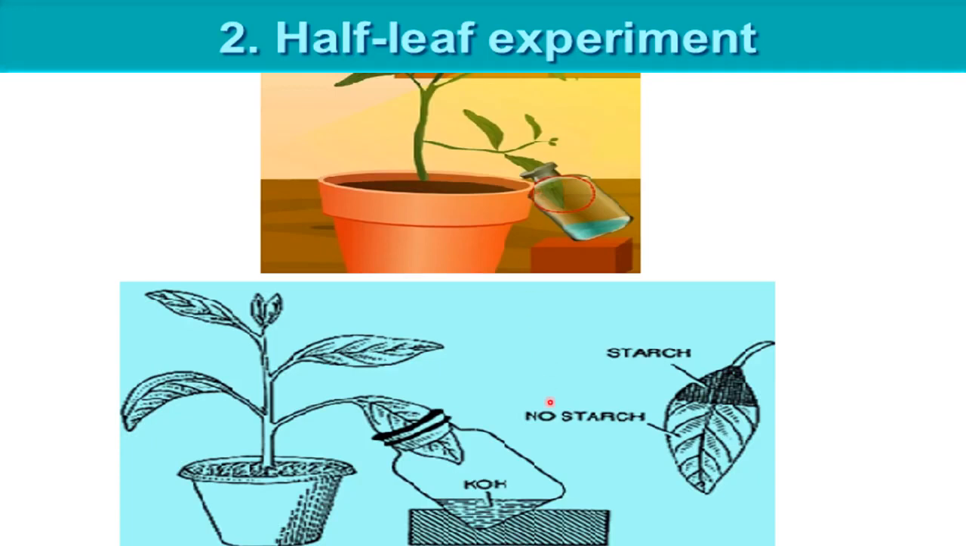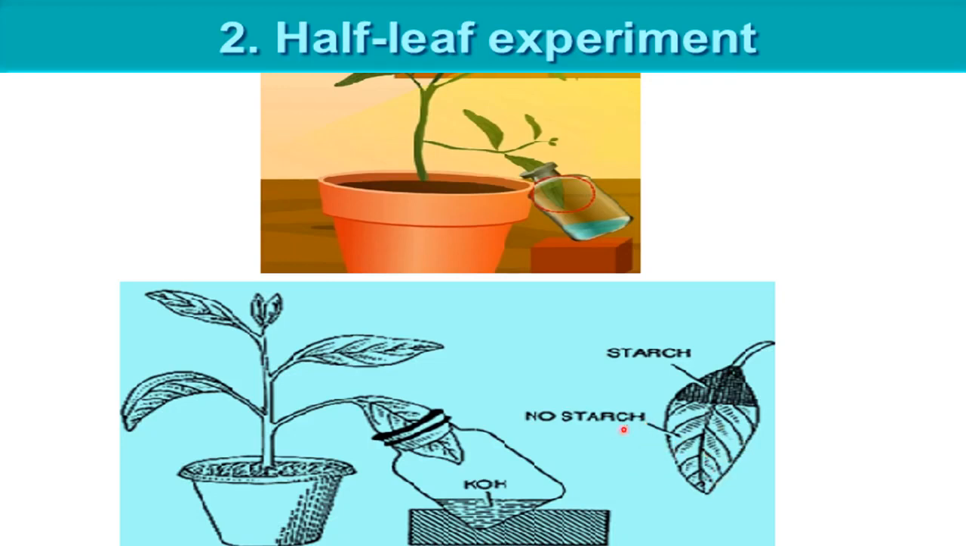After this the starch test was done on this leaf, and only the exposed part of leaf was found positive for the starch. Okay, only in this part of leaf starch was present, and the part of leaf which was dipped inside the KOH solution, in that part of leaf there was no starch formation, right?